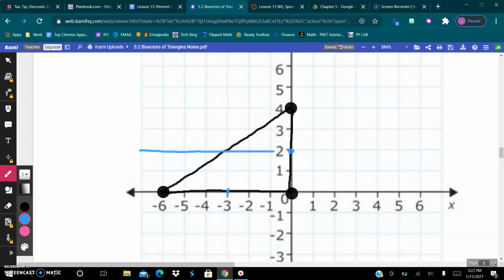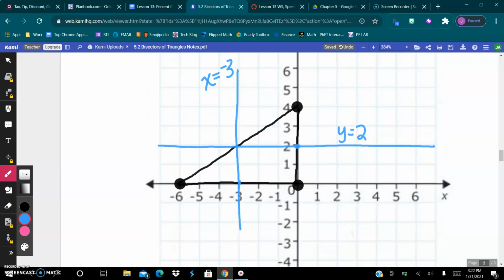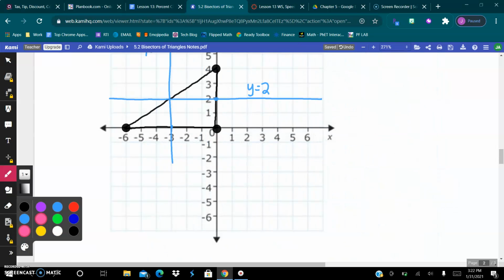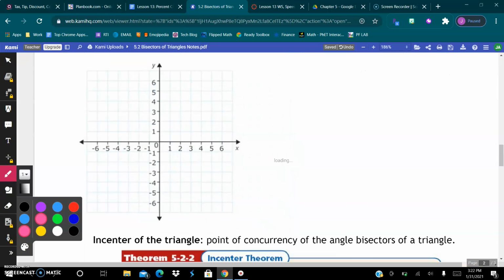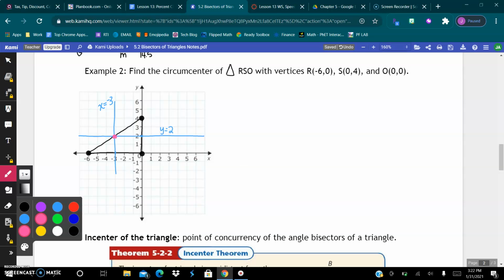So the perpendicular bisectors here, we would have this line, which is x is -3, and then we have this line, which is y is 2. They meet at our circumcenter, our center point there. The question wants to know the ordered pair for that point, so that would be (-3, 2).